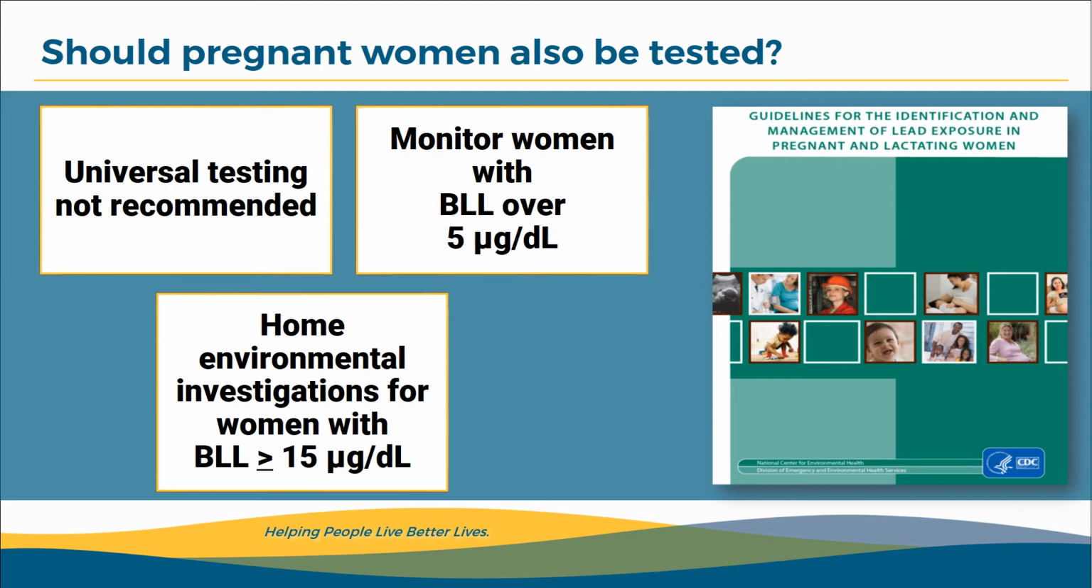Instead of universal testing, CDC recommends that public health departments identify populations at increased risk. Clinics serving women with specific occupational, environmental, or lifestyle risk factors for exposure may want to perform blood lead testing if any of these risk factors are identified. Assessment for lead exposure based on the risk factor questionnaire or blood lead testing should take place at the earliest contact with the pregnant woman. CDC also recommends that women with blood lead levels of 15 or above should have home environmental inspections and the hazards remediated.